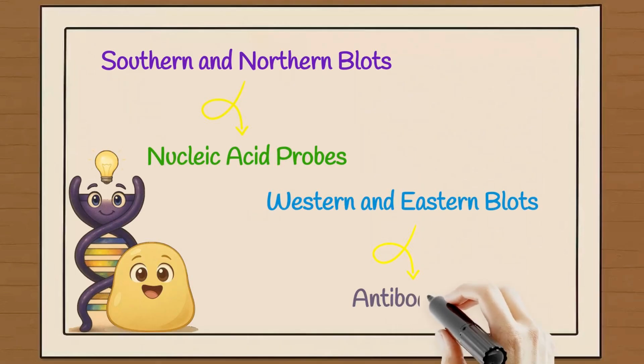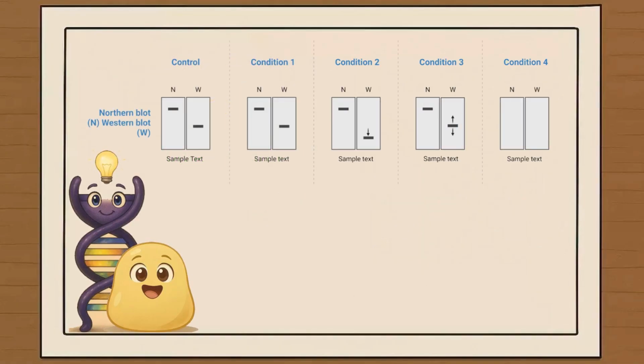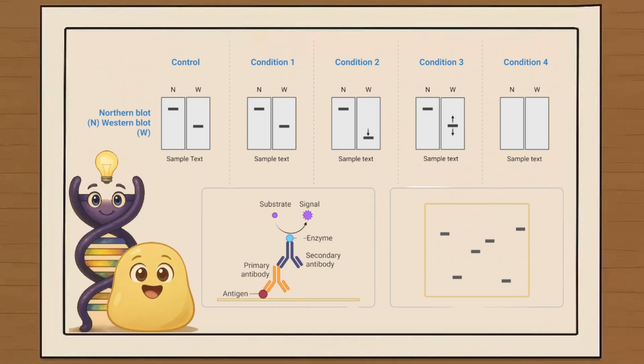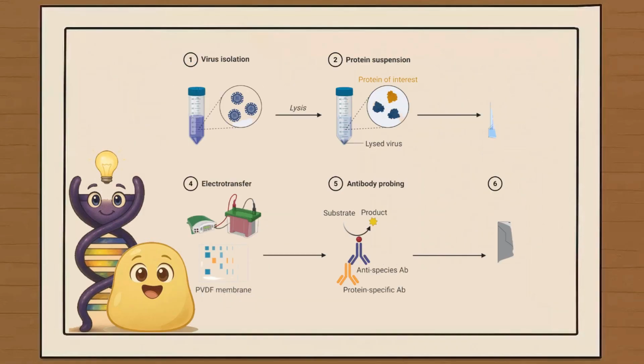The choice of which technique to use depends on the research question and what you're trying to find in the sample. Wow! From the original Southern blot to the widespread Western blot, this family of techniques is a perfect example of how foundational tools in molecular biology evolve. Each one is a specialized method that allows us to get a precise look at the specific molecules we're interested in. And speaking of the Western blot, in our next episode, we'll be doing a deep dive into the practical, on-bench protocols for this powerful technique.